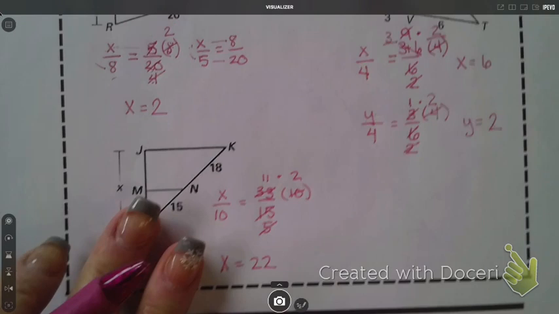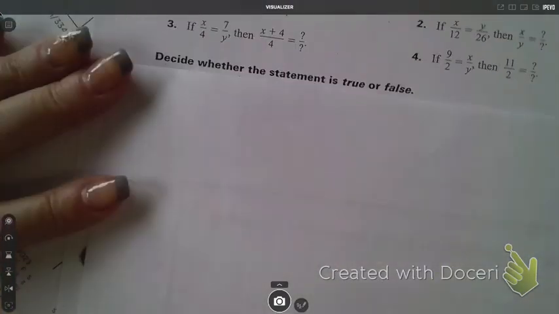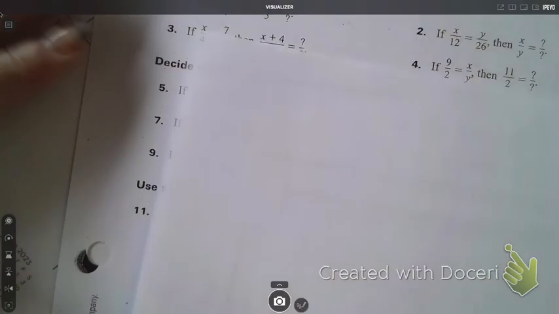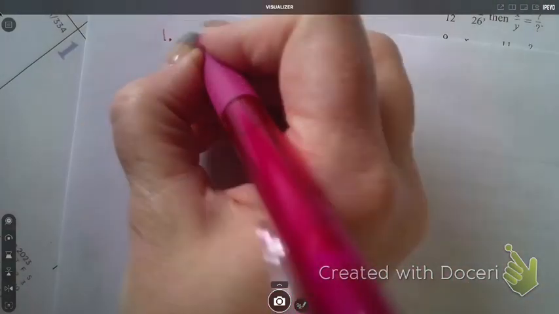Okay, so I handed you a worksheet, and I want to go over some of them so you understand what it's asking you. So number 1: if 6 over x equals 5 over y, then 6 over 5 equals what over what? x over y.